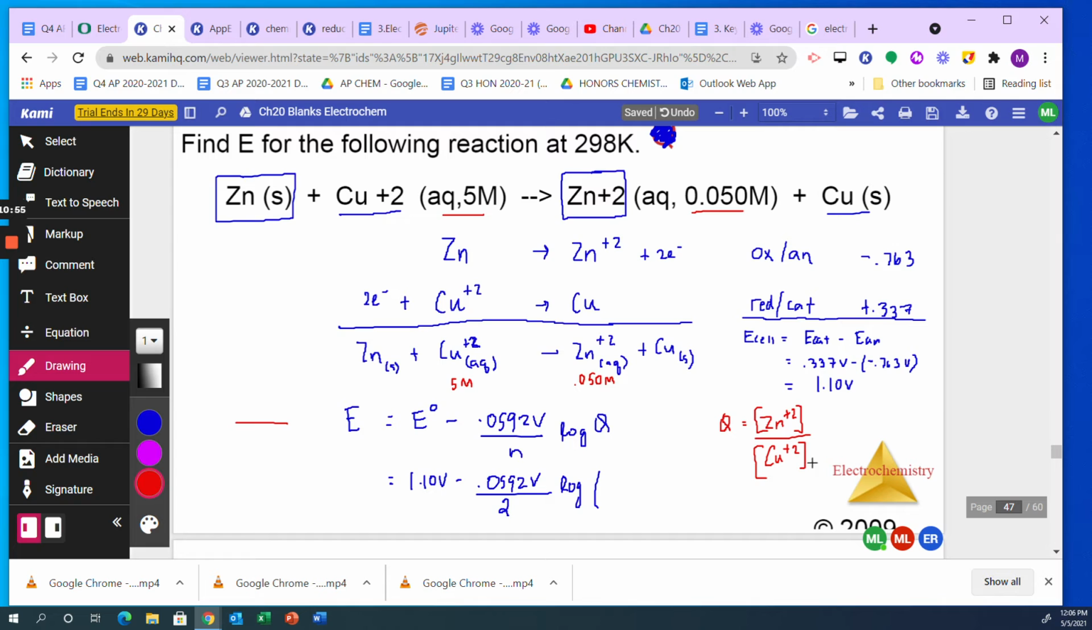Then I just plug it in. It would be 0.05 divided by 5. Let me just calculate that. Okay, so I got 0.01. I'm going to plug that in here as Q. There you go. So go ahead and do that math. This is 1.10 minus, if you work this out, it is negative 0.0592.